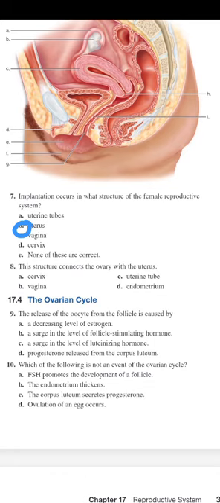Question number 8, this structure connects the ovary with the uterus. Okay, so as I told you, it's the uterine tube or oviduct. In some areas it's known by that name.